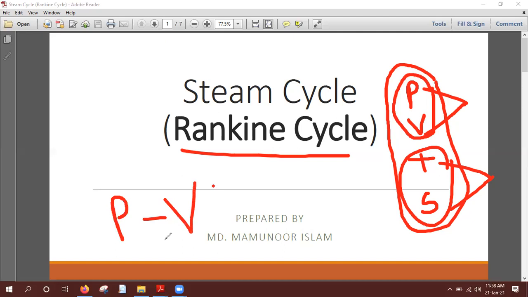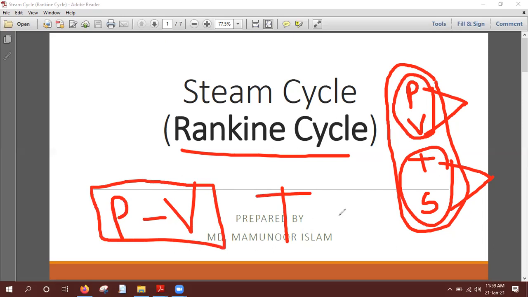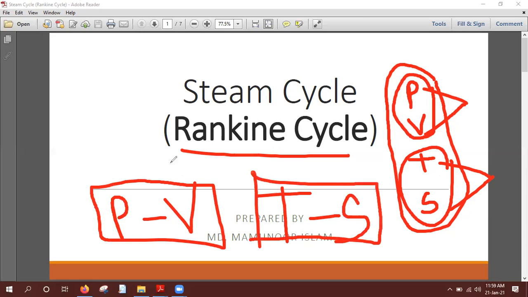We will discuss later in the class the PV diagram and the TS diagram, where PV, the pressure and volume, have a relation, and they compare the relation between pressure and volume and temperature and heat. We all know that temperature and heat are inversely related together, and the pressure and volume are also related together. So these two diagrams are basically known as the Rankine cycle in the steam power plant.